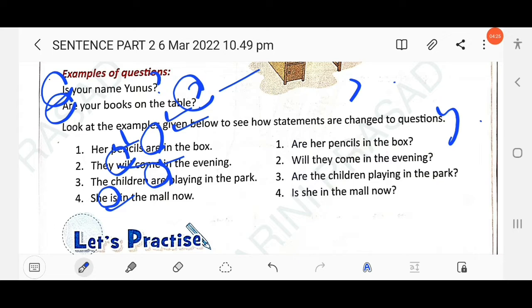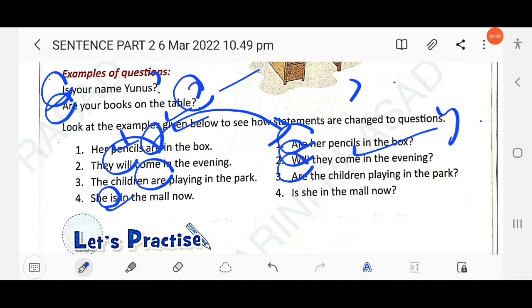Look at the first sentence here: Are her pencils in the box? Here, are is the auxiliary verb, and it comes to the beginning of the sentence. Similarly, they will come in the evening. Here will comes to the beginning: Will they come in the evening? Similarly, next, the children are playing in the park: Are the children playing in the park?